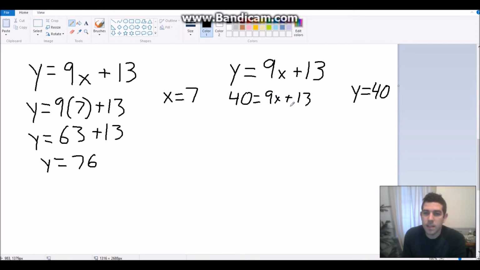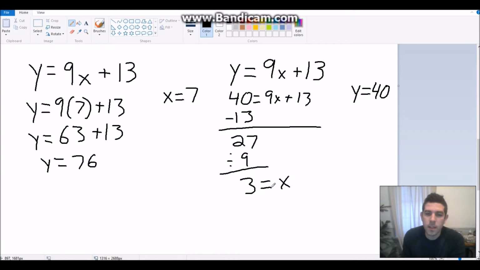The opposite of the addition would be subtract 13 from the other side. 40 minus 13 is 27. And then I do the opposite of the multiplication or division. The opposite of multiplying by 9 is dividing by 9. 27 divided by 9 is 3. So x, what I was looking for, would equal 3 in this case.